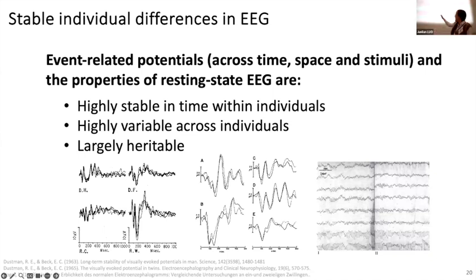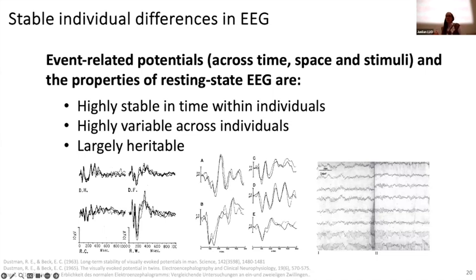In this second figure in the middle, the same authors showed light flashes to pairs of monozygotic twins, so 100% of DNA in common. And each plot again is one pair of twins. Compared to our results, we can see that the ERPs are even more similar. So this is a really interesting study.